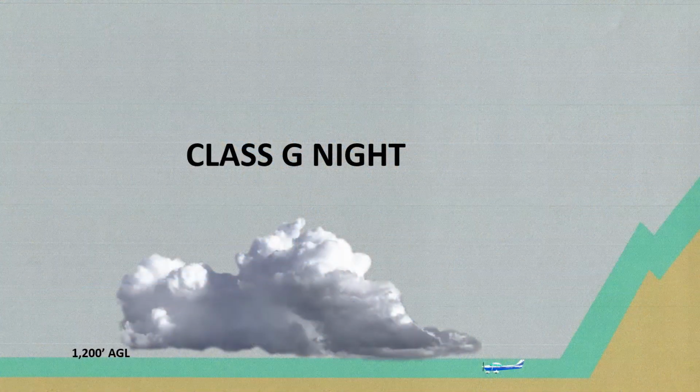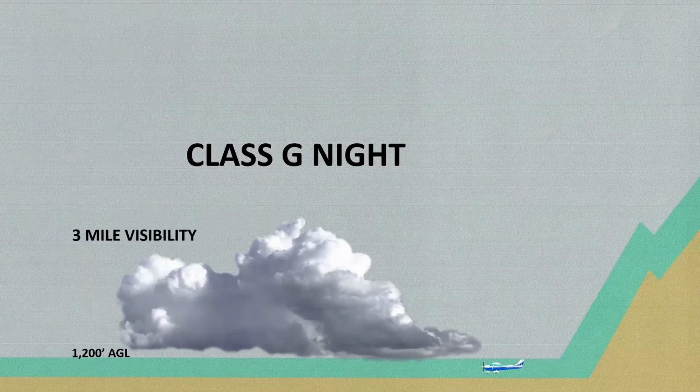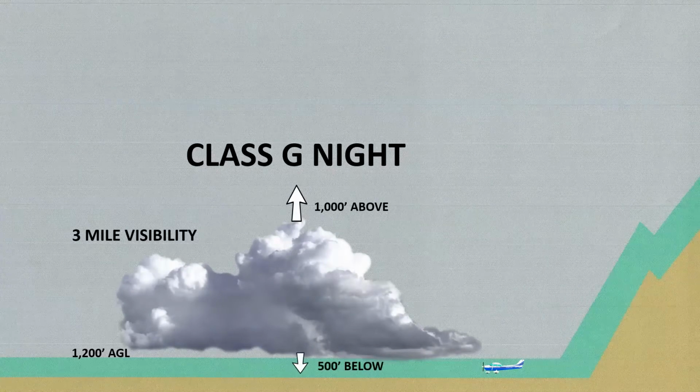Here's what Class G airspace changes to at night. All of that airspace we talked about before goes to a requirement for 3 miles visibility with 1,000 foot above, 500 foot below, and 2,000 foot horizontal distance from the clouds. Now keep those numbers in mind, 152, because we are going to be seeing a lot more of the same.